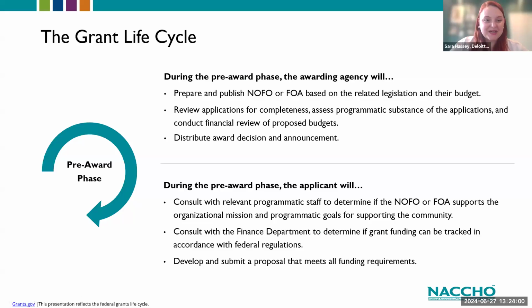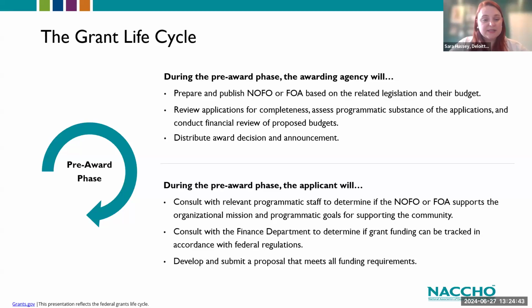So I talked a little bit about broad strokes what happens here, but just going to give a little bit more detail. So again, based on legislation and the budgets, that is where the awarding agency prepares and publishes that NOFO or FOA. They will then make them publicly available so that it is a clear and open opportunity, especially for those discretionary funds. And typically applicants will have 30 to 60 days to actually respond to those applications.